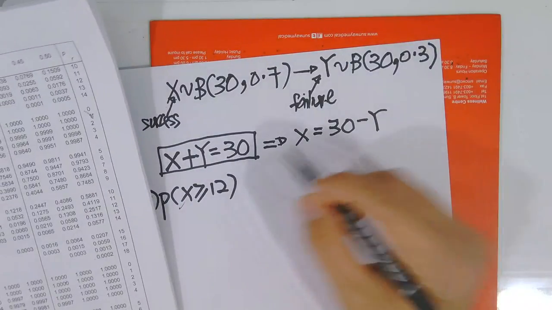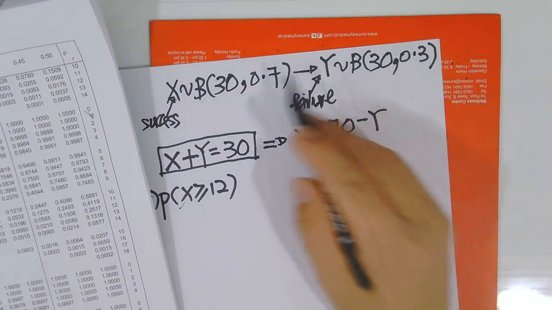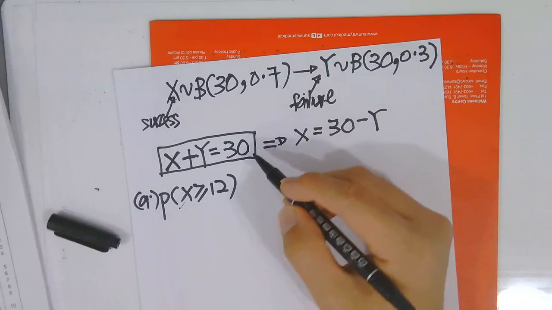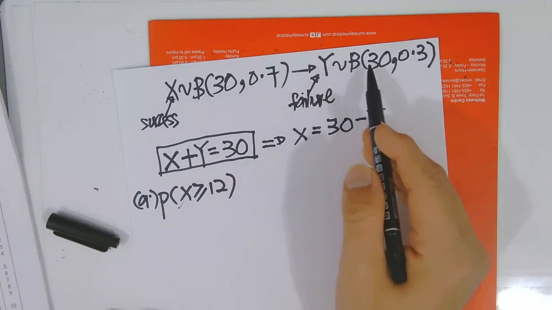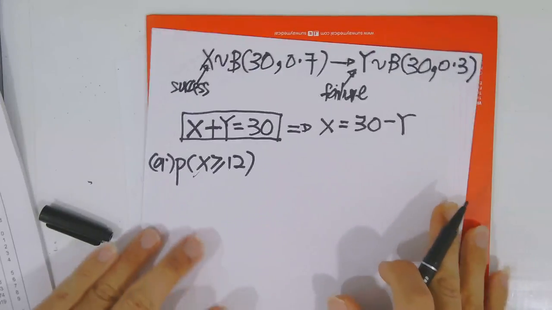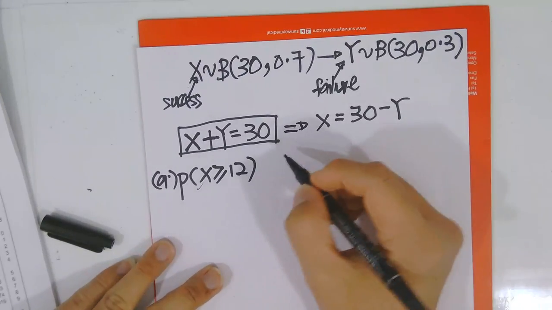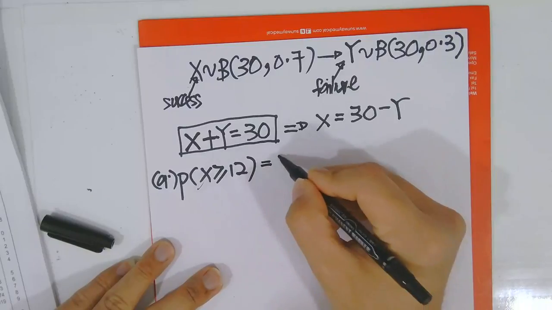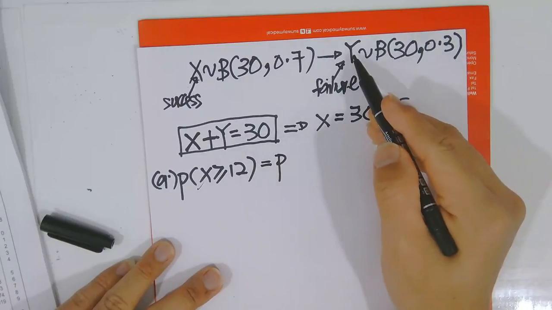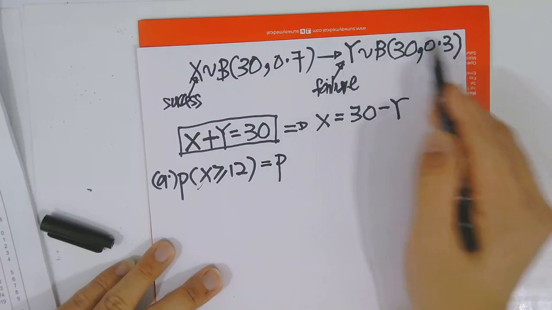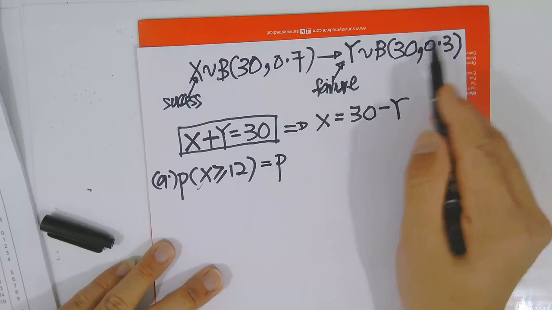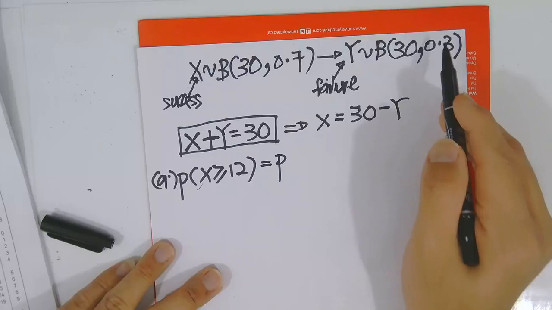So you have to consider that this distribution is the same. You already know that X plus Y is 30, so X is 30 minus Y. So you can convert this, because you need to use the distribution with n equals 30 and p equals 0.3. This is in your statistical table.